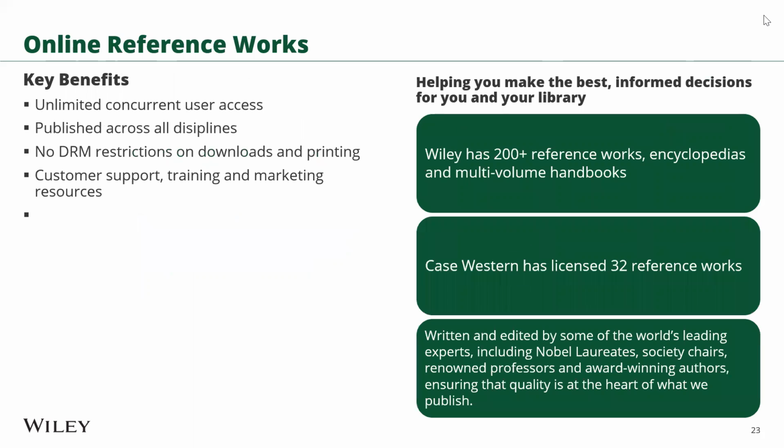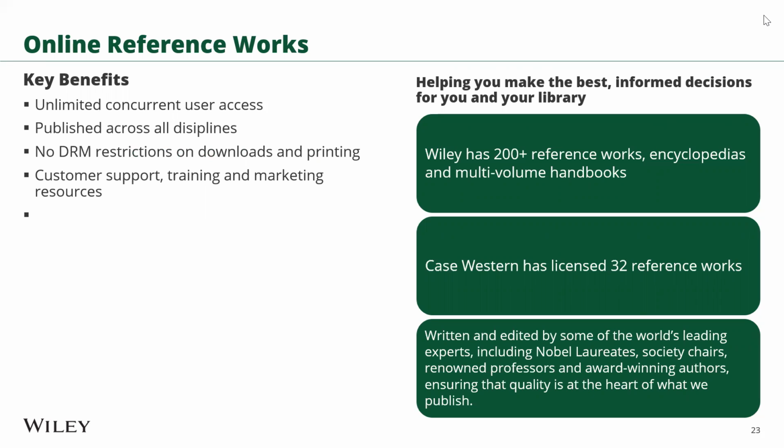We also have reference works, and Case Western has licensed 32 of them from us over the years. So your library catalog will have those individually, and they function a lot like the books as well. There are no concurrent users. You're not going to get a denial of access in the books that Case Western has licensed. We have training resources. There's no DRM that you have to worry about. You can download what you want. You can print what you want. You can use it in your research and in your classrooms as you need to. And that's what it's there for.